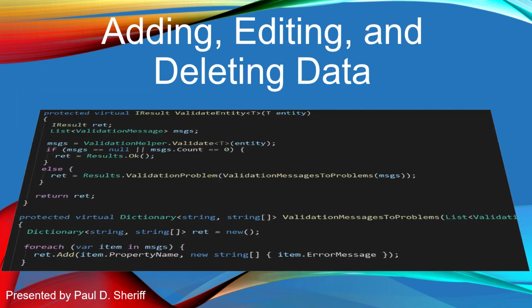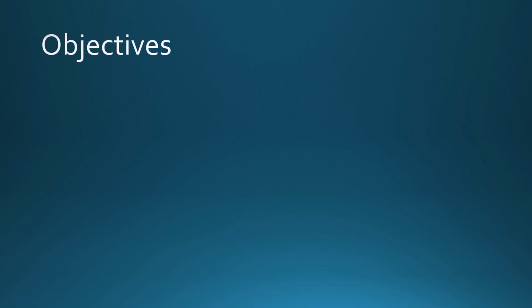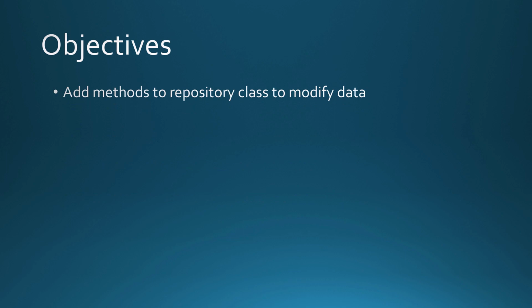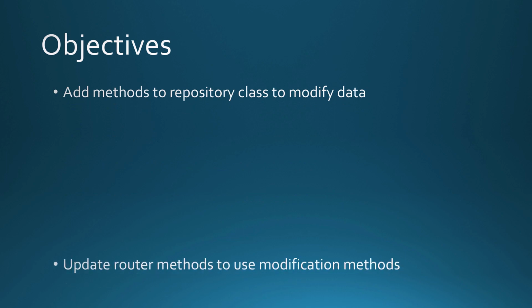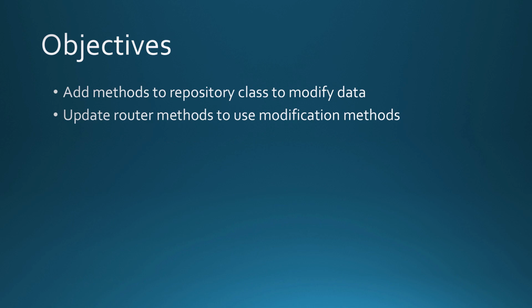In this lesson, we're going to take a look at adding, editing, and deleting data using our product router. The objectives for this lesson are to add methods to the repository class in order to modify data. So we're going to update router methods to use those modification methods in our repository class.